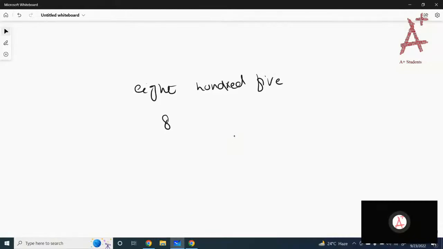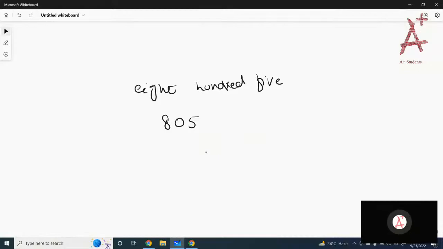So 8 is at the hundreds position. You don't have a digit at the tens position, so write a 0 over there, and then 5. So it is 805. Got it? Select the correct option and click on the OK button.